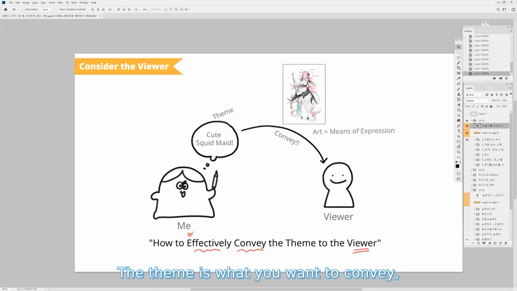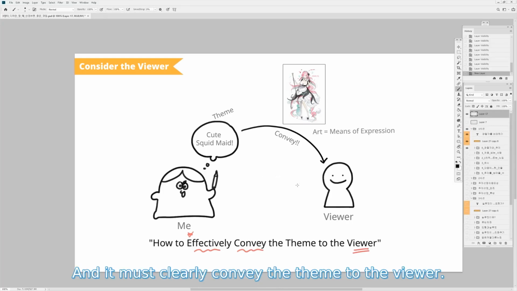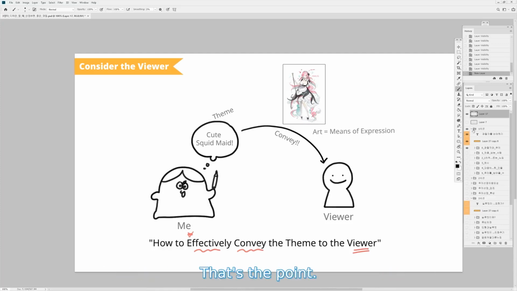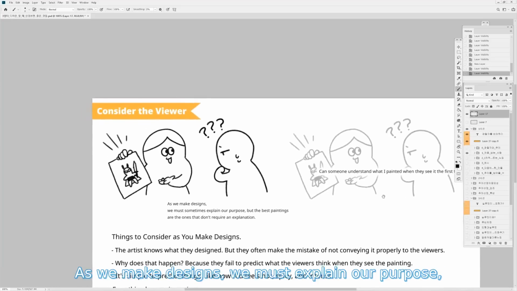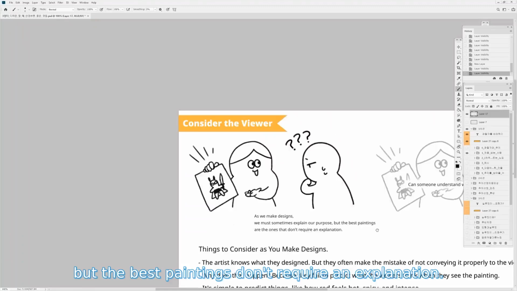The theme is what you want to convey, and painting is a means of expression. The viewer is the person who looks at your painting, and the thing you want to express before you paint is the theme. Painting is a means of communication, and it must clearly convey the theme to the viewer. So when you paint, you must always make sure that the viewer can understand what you painted upon seeing it for the first time. Could the viewer immediately understand what you painted upon seeing it? That's the point. As we make designs, we must explain our purpose, but the best paintings don't require an explanation.